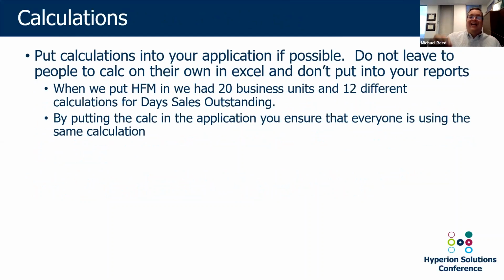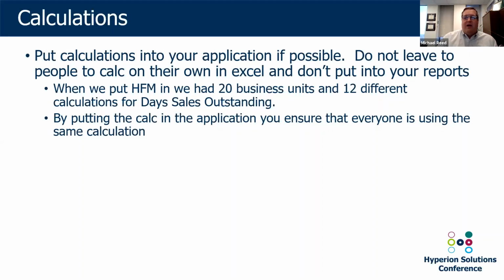Okay, I added this slide specifically from the meeting that I just saw before this one. We here at Textron, we're a pretty large company. We used to have 20 business units around the globe. And when we were building HFM, we asked everybody to send us what they would want as calculations. One of the examples was days sales outstanding. We reached out to 20 business units for their calculation of days sales outstanding. We got 12 different answers. They calculated it 12 different ways. How could you calculate one thing 12 different ways?